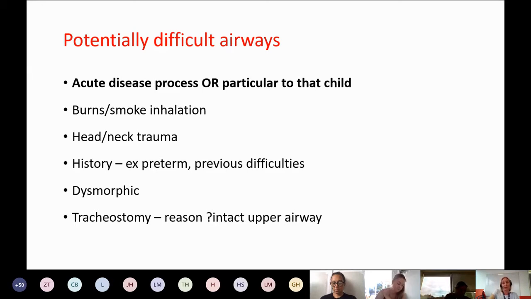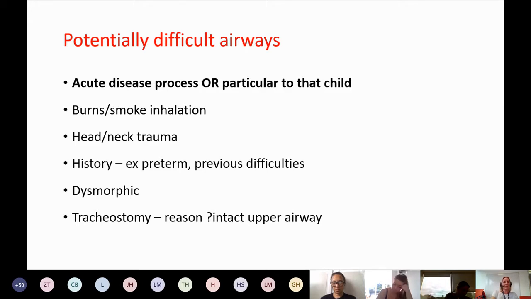Children who are dysmorphic as well, we know that if they've got a recessed chin, they can be difficult airways to manage. And then the last mention is we've seen lots and lots of children now, don't we, with tracheostomies. They're becoming more and more common. But obviously it's just knowing the reason for why that child's got a tracheostomy and do they have an intact upper airway. So if you're running into problems, what are your options with that child's airway? Right, so that's airway covered.